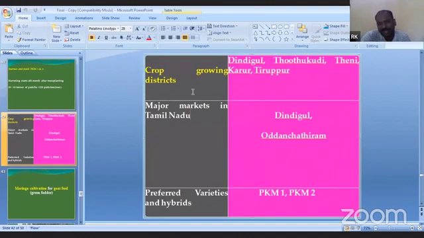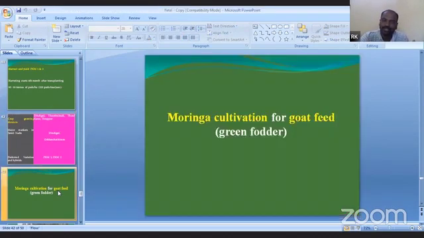Then marketing. These are the slides you are seeing. Moringa is grown as annual and perennial in Dindigul, Thoothukudi, Theni, Karur and Tirupur. These are the ideal places in Tamil Nadu. The major markets in Tamil Nadu are Dindigul and Vatanjatharam. The preferred hybrids are PKM1 and PKM2 for the southern regions. In the northern region, it is Odissi 1, Odissi 2 and Odissi 3. Okay, so these are the things.